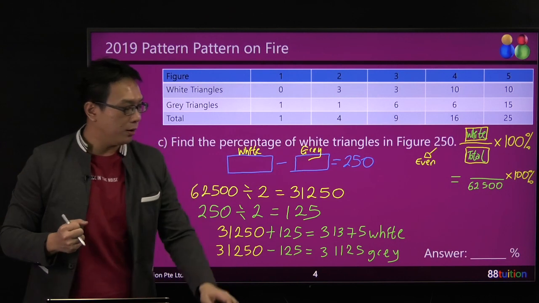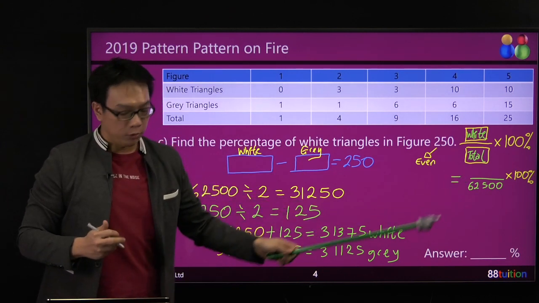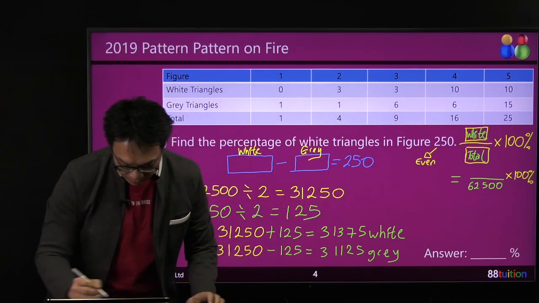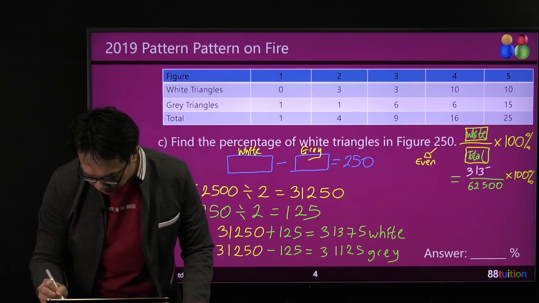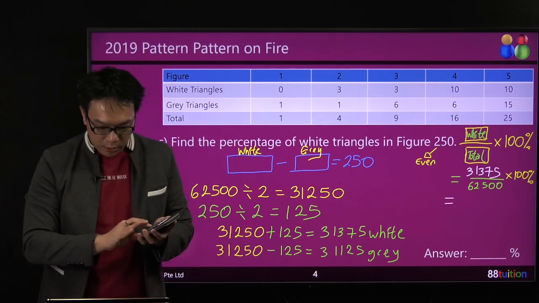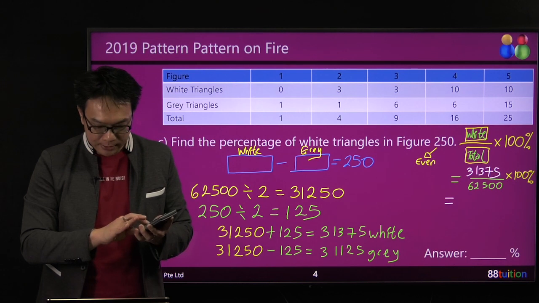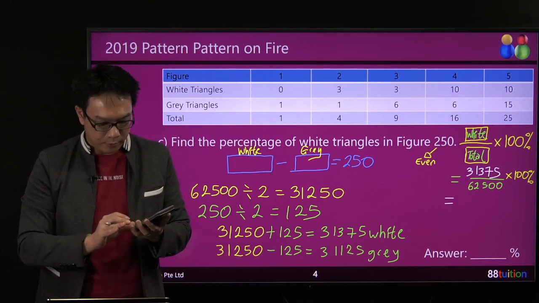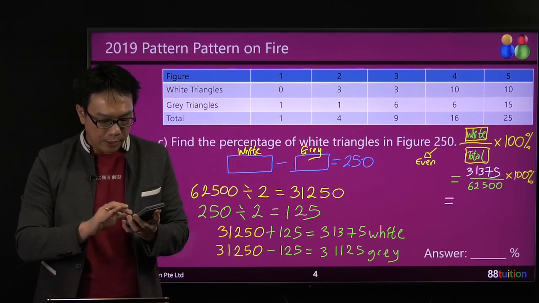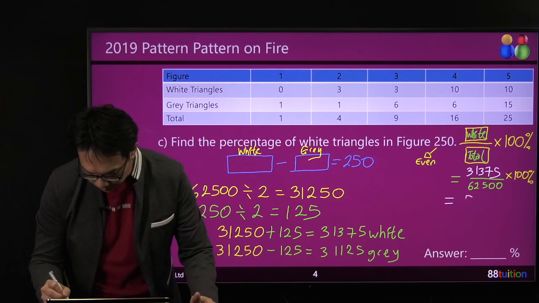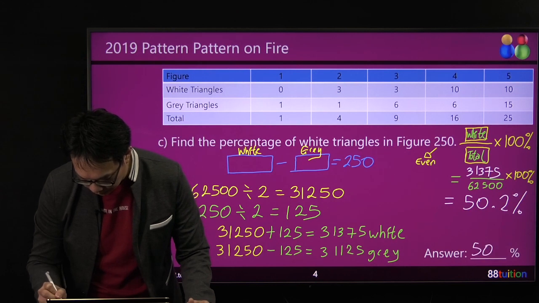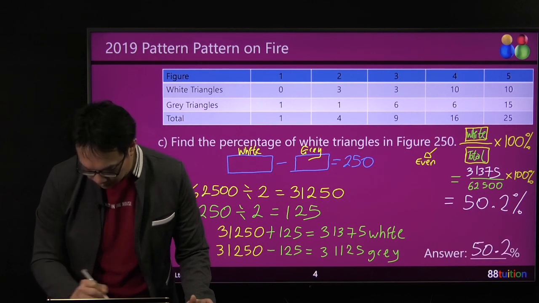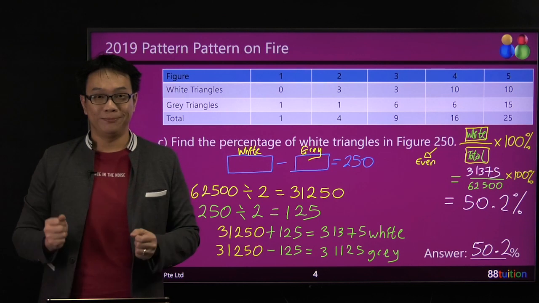So you put back into this portion here: white over total times 100%. White is what? 31,375. And you press your calculator: 31,375 divided by 62,500, times 100%. Your answer will be 50.2%. Lock it in, 50.2. And that's the way you do it.